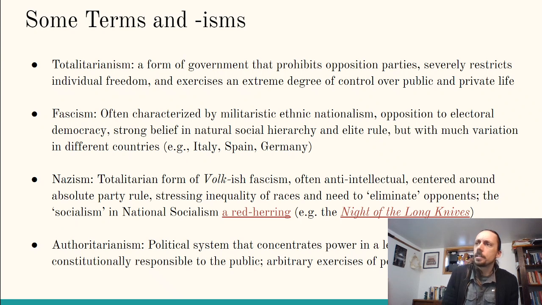Often, but not necessarily, anti-intellectual, centered around party rule, definitely focused on the need to eliminate racial opponents and intellectual opponents. Some people sometimes stress the idea that Nazism is short for National Socialism, but there's nothing socialist about National Socialism.